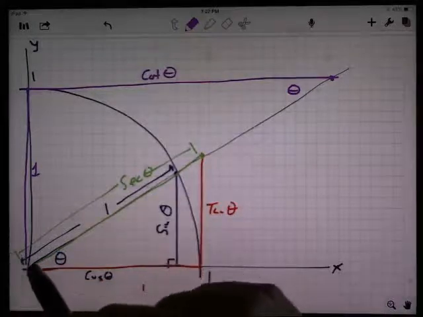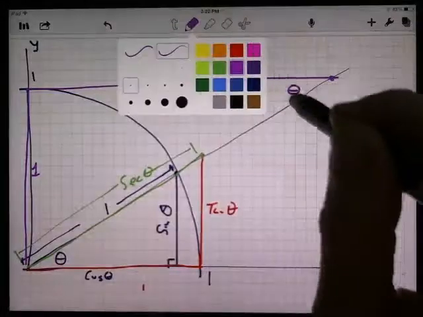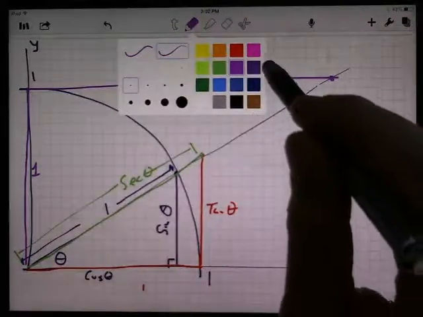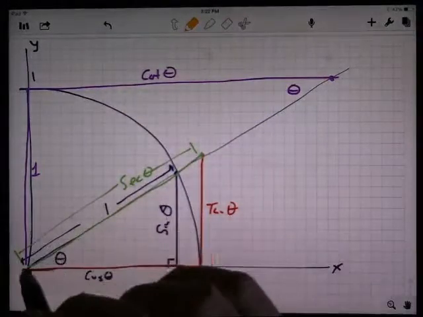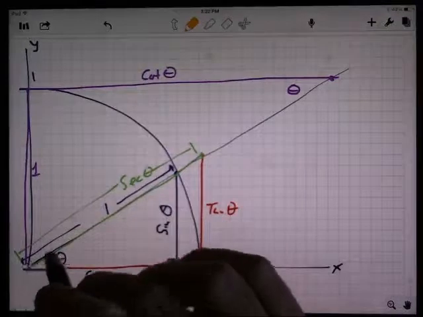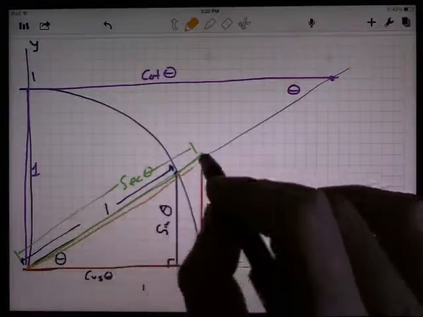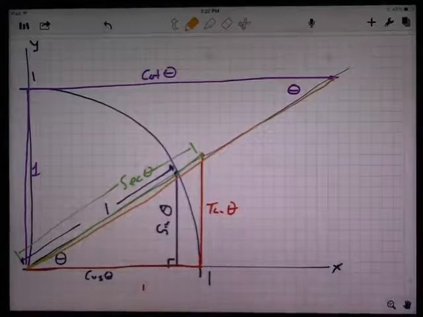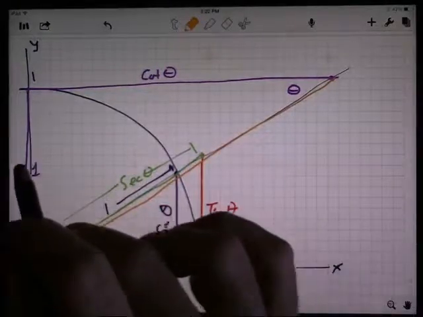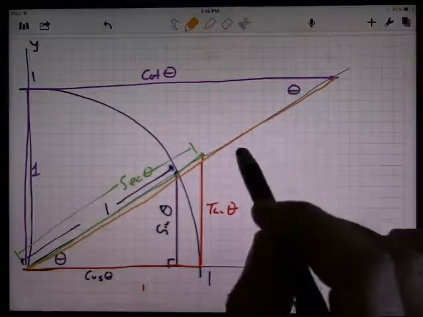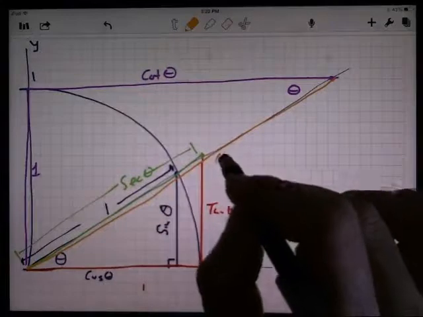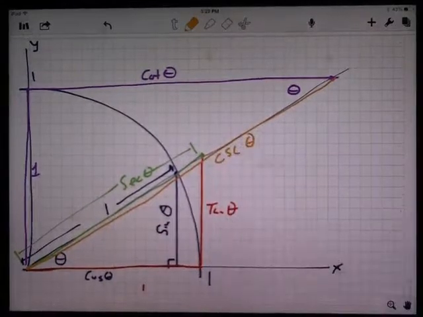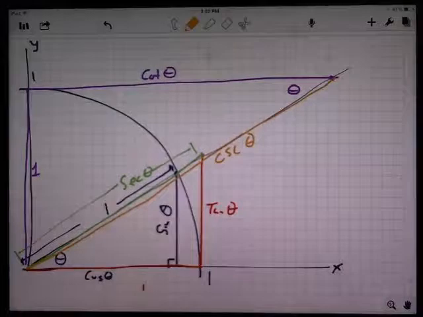And one more. Let's pick one last color here. How about orange? From the origin here all the way out to there, if you look at that side divided by 1, thinking about this angle, so hypotenuse divided by the opposite, that's the cosecant. So this length here is cosecant of theta. So there you go. There are all 6 trig functions and how they fit in with the unit circle.